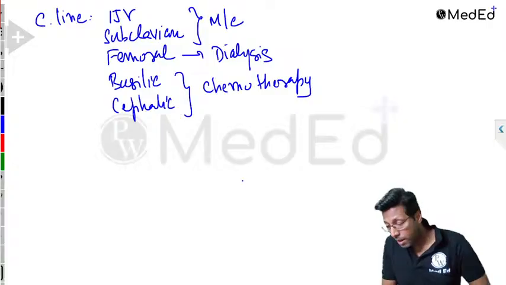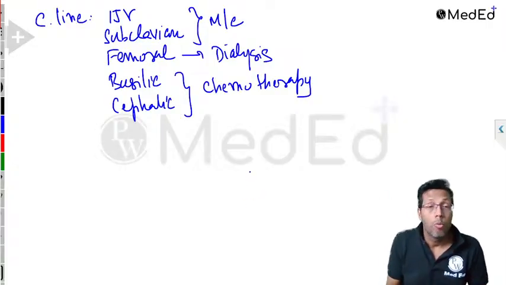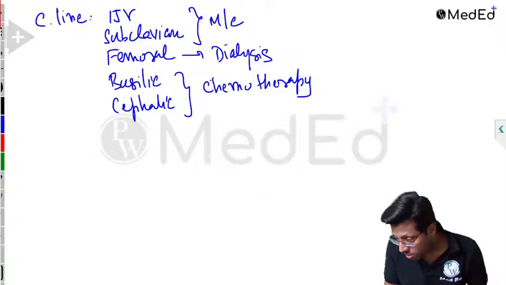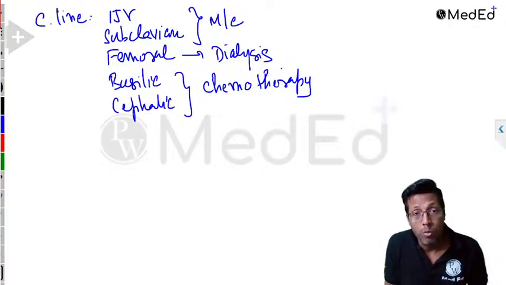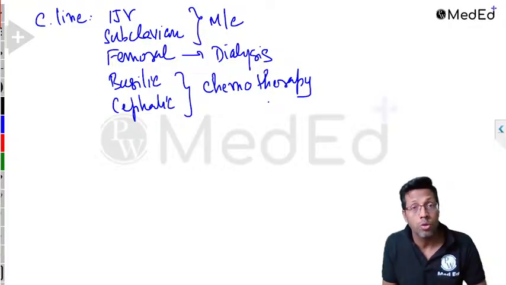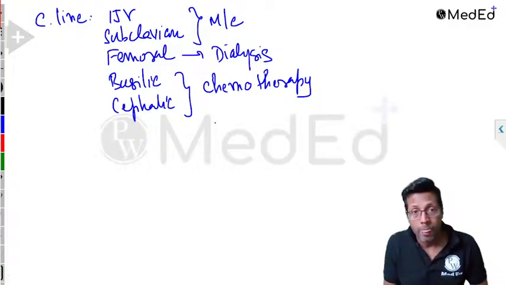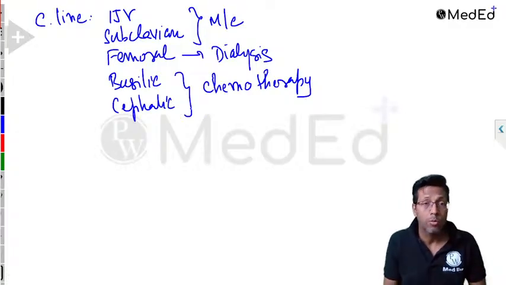Right? Apart from that, Dr. Xavier says mostly femoral. Yes, femoral is for dialysis basically. No, the most common is not femoral. The most common is internal jugular or subclavian. That is the most common. Okay, but basilic and cephalic, chemotherapy.